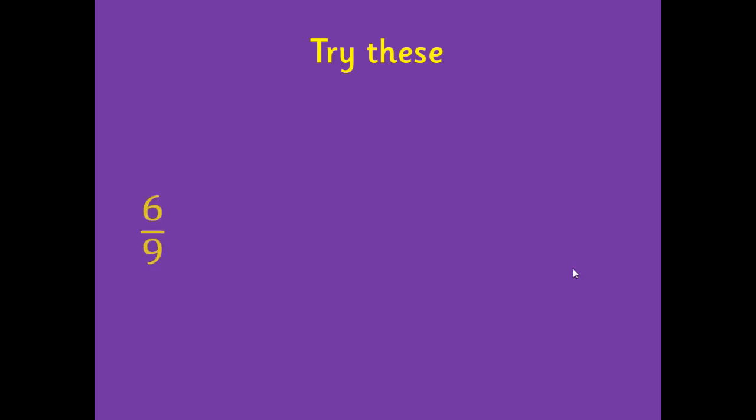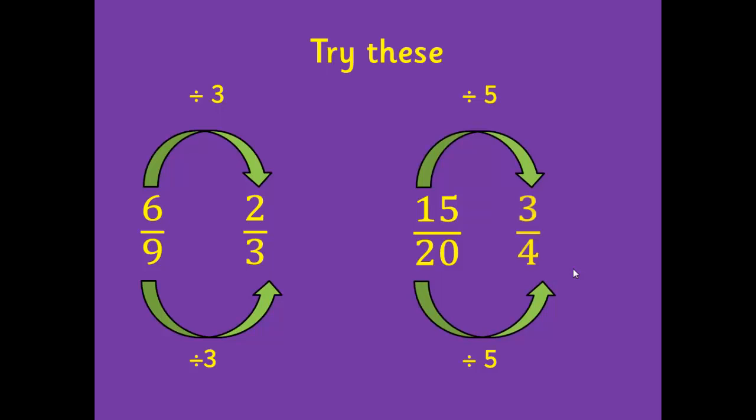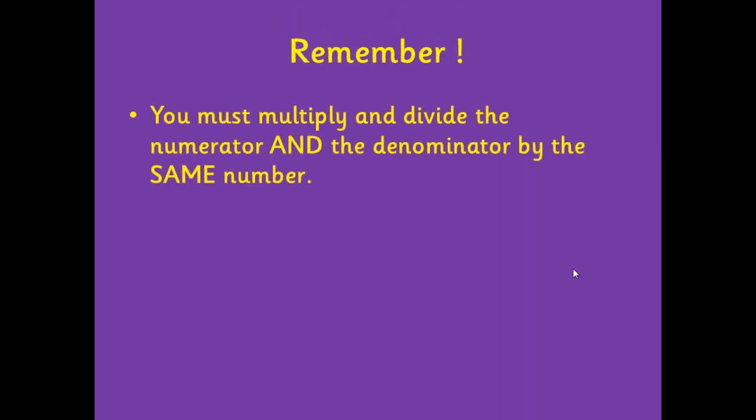Let's try these. If we divide 6/9 by 3, we come up with a new equivalent fraction of 2/3. If we divide 15/20, if we divide the numerator and the denominator by 5, our new equivalent fraction is 3/4. Remember, you must multiply and divide the numerator and the denominator by the same number.